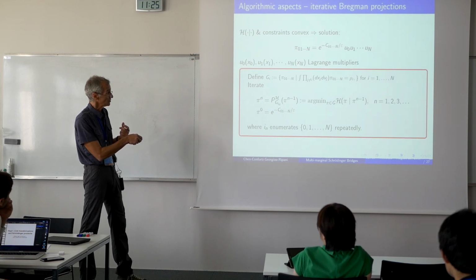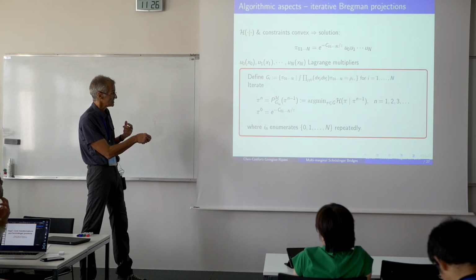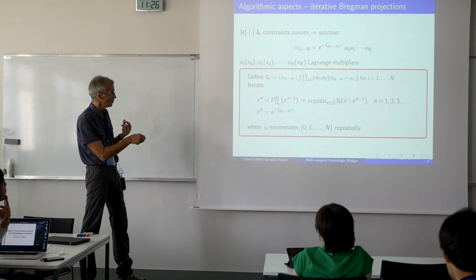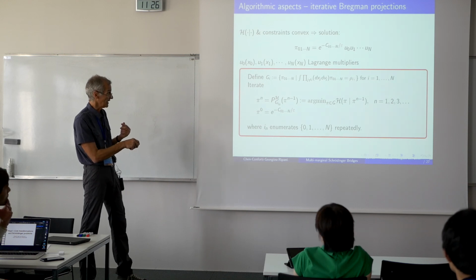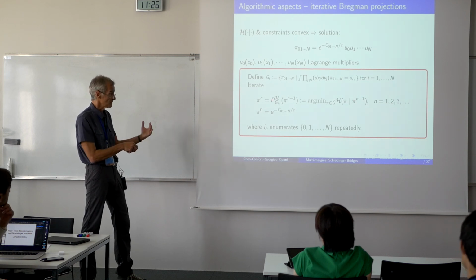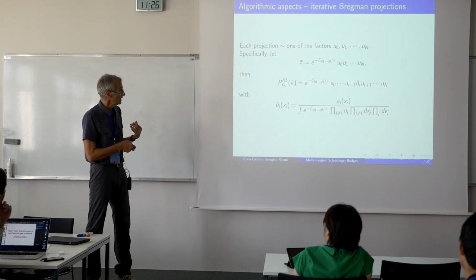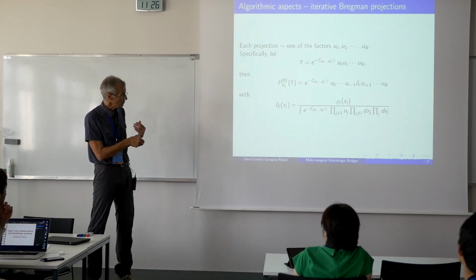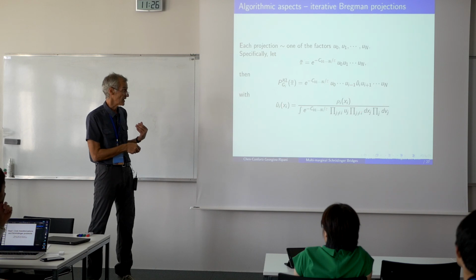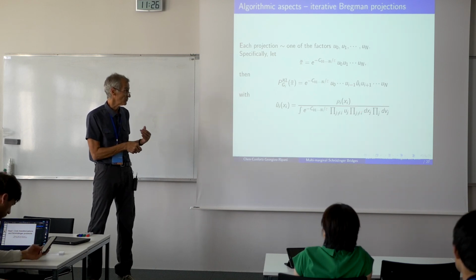So you can show that the solution is basically scaling of this exponential cost. And these are simply Lagrange multipliers. And you can compute them iteratively by projecting, minimizing the entropy with respect to each. This is a Sinkhorn type of iteration. Each projection is onto one of the factors, and you can write explicitly the expressions. So you start from a distribution, and you keep correcting.